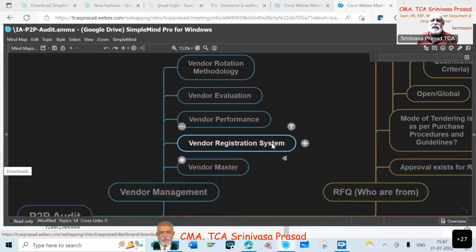We were discussing, we just started on vendor management. We finished vendor master. Now we come to vendor registration system. So vendor registration system should be a robust system, as Mr. Srinivas was telling. Mr. Vadivel, you want to say something?